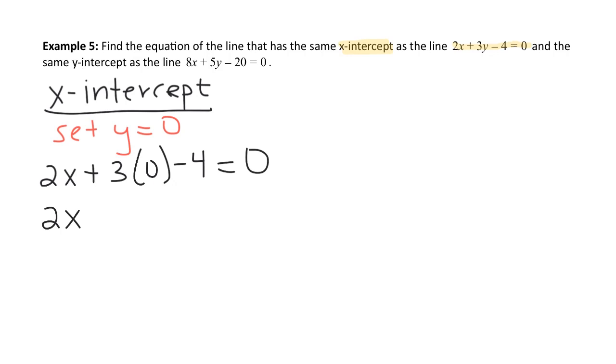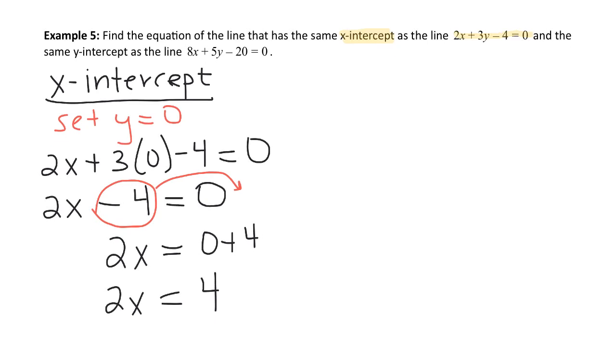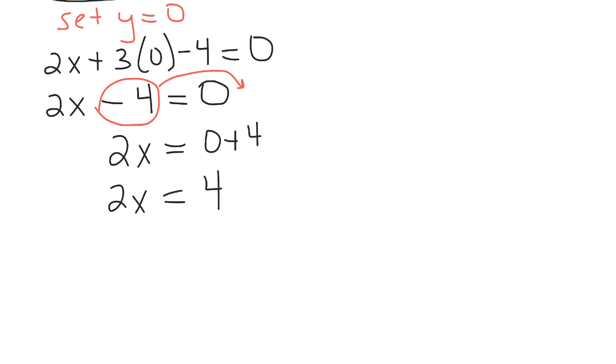So 2x, 3 times 0 is 0, so that's gone. We still have a minus 4, and we're still equal to 0. So we want to go ahead and collect like terms. So that means I'm going to take this minus 4 and bring it over to the right-hand side. And that's going to leave me with 2x equals 0 plus 4. And 0 plus 4 is simply 4. So to isolate for x, we are going to go ahead and divide both sides by 2. And so I know that x is equal to 2. 4 divided by 2 is 2.